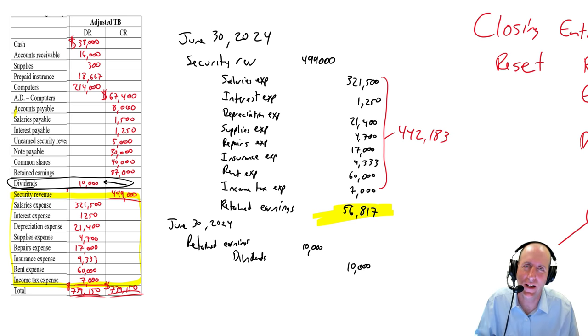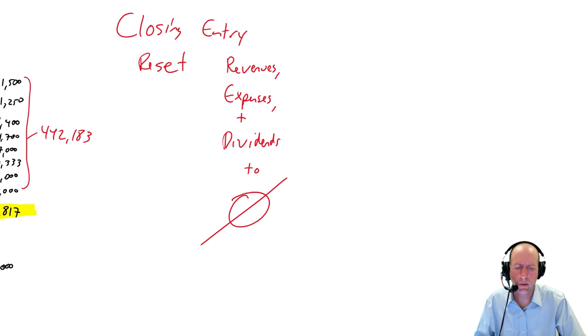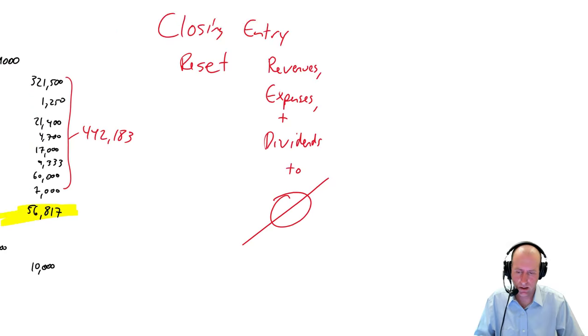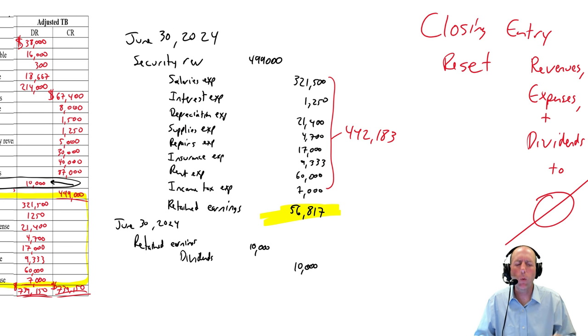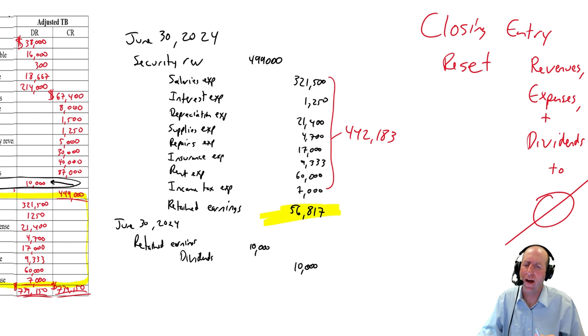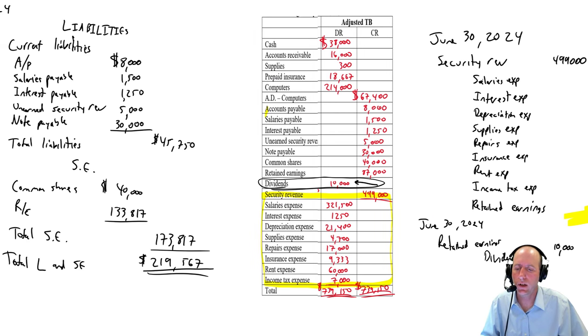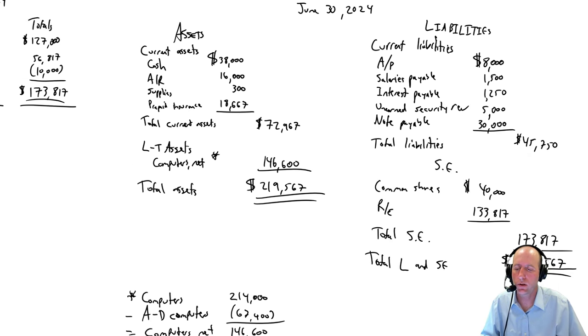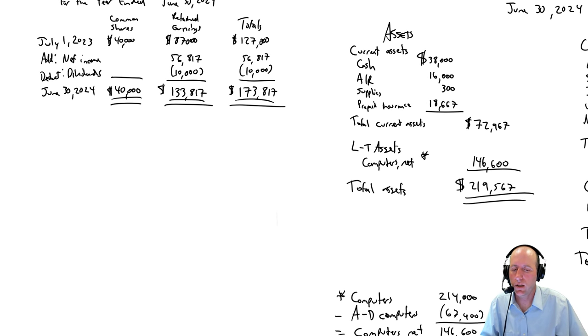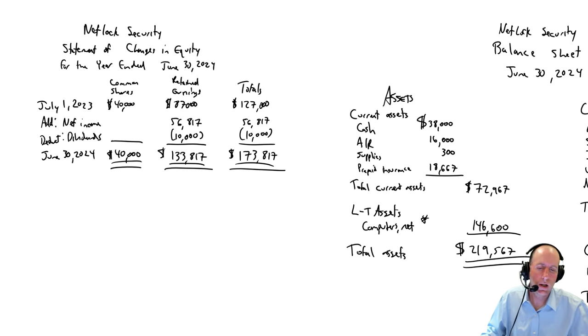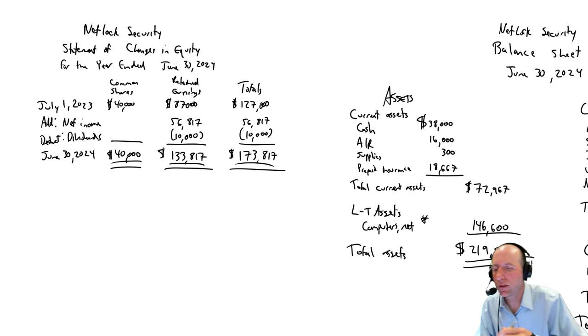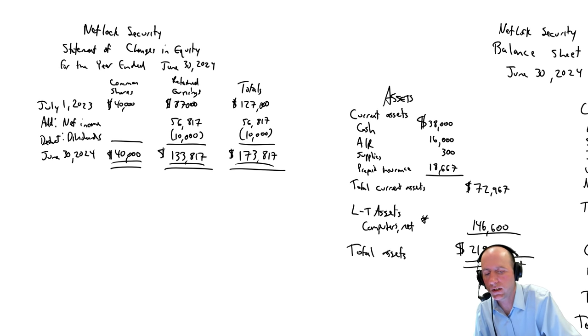But you might be saying, why are we doing this again? Well, the first reason is we want to reset revenues, expenses, and dividends to zero, and we've done that. But why is retained earnings our balancing account? Well, to figure that out, I want to take a look at our financial statements and go over to our statement of changes in equity. So here we have Net Lock Security's statement of changes in equity, and specifically the retained earnings column.